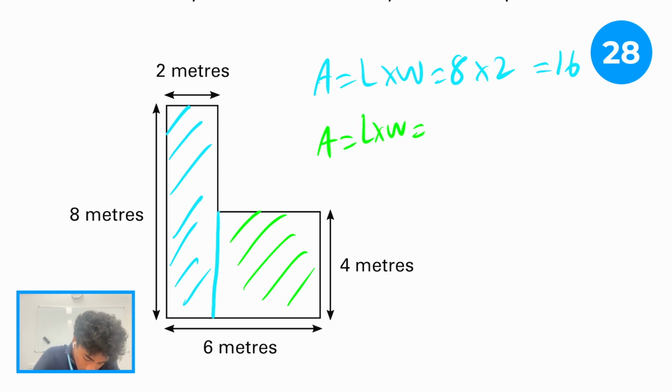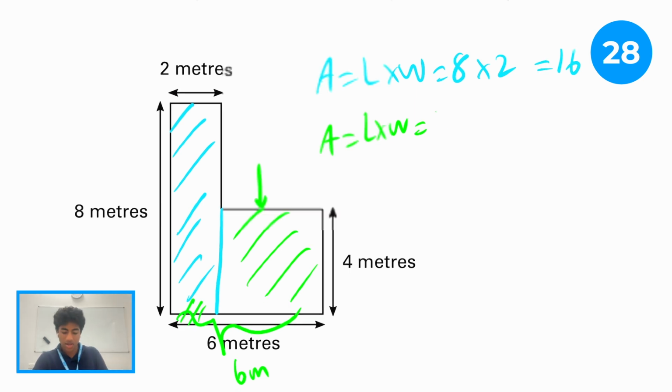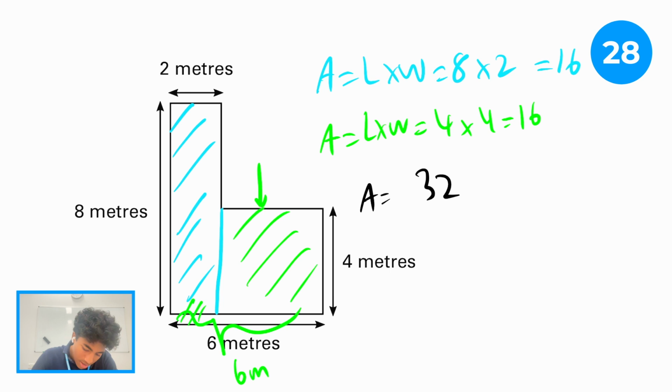The length, so this overall length is 6 meters. But remember, 2 of it is cut off because we're only looking at this side. We're only looking at this length, right? If 2 meters are cut off from 6 meters, that means the length is now 4 meters. The width is 4 meters, so we have 16. So that means the total area is 32 meters.